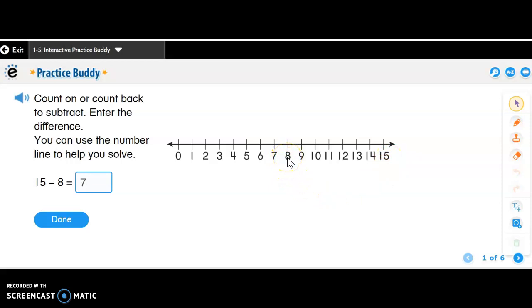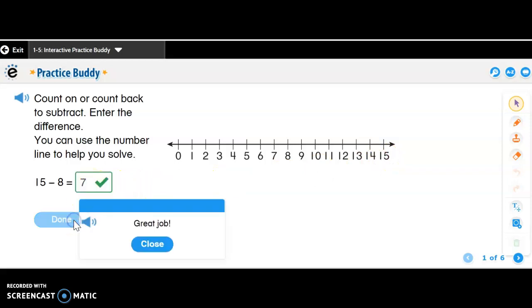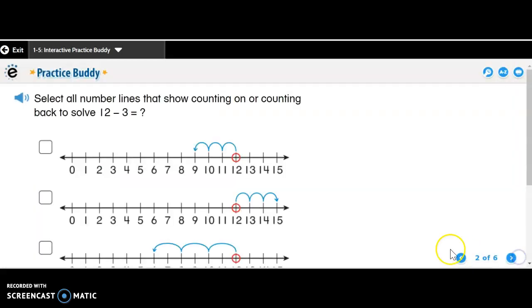Let's see how many jumps we have to make. 1, 2, 3, 4, 5, 6, and 7. We had to make 7 jumps to get to number 15. Did we get the same answer? Yes, we did. Either way, we get 7. Let's go on to page 2.